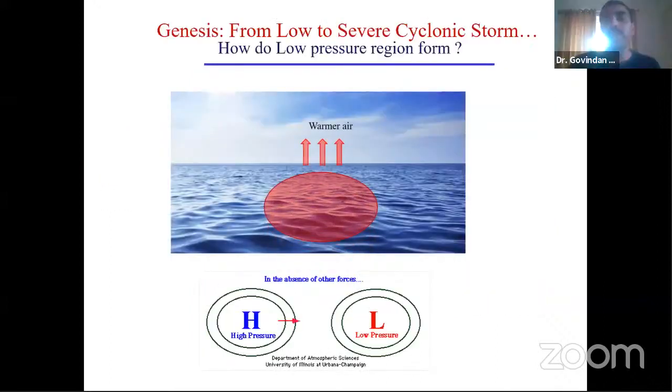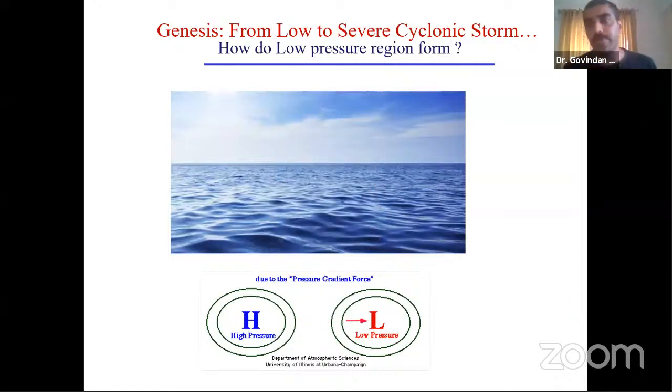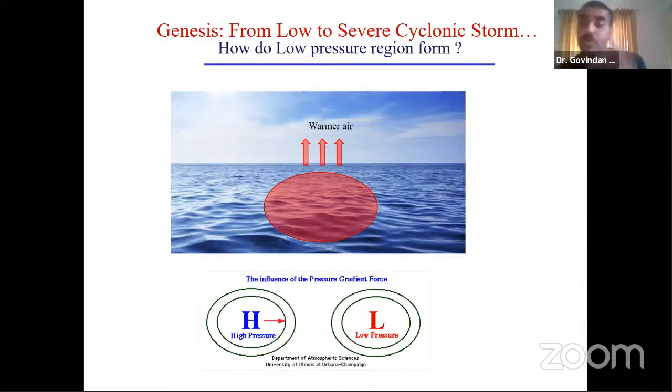So how is a cyclone formed? That is one question which people generally ask. Imagine there is a region over the ocean which, due to some reasons, gets heated up. When the ocean gets heated up, the air just above will also get heated up. When the air becomes warmer, we know that warmer air is less dense, so it naturally rises up.